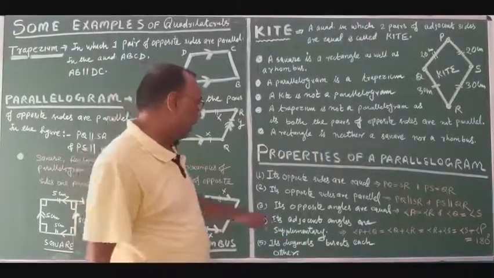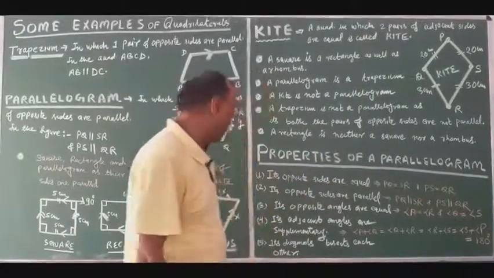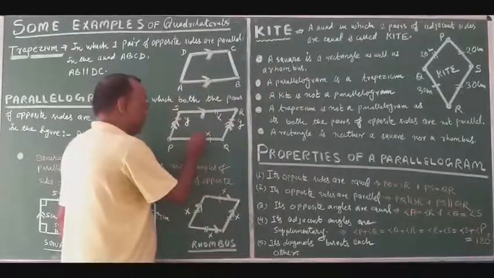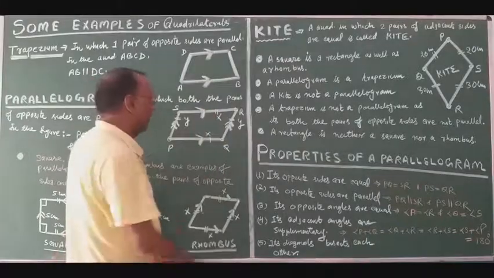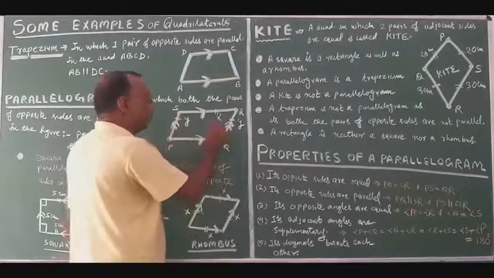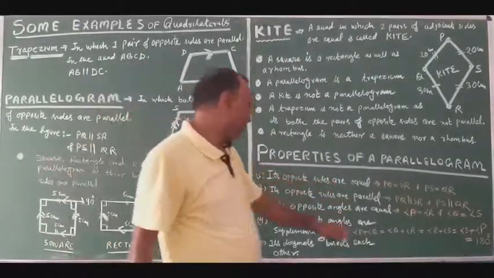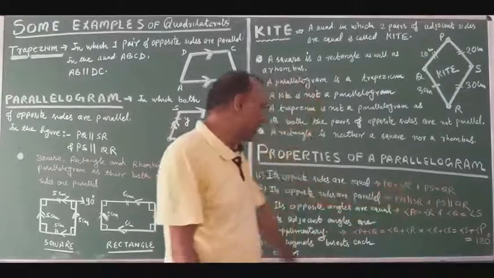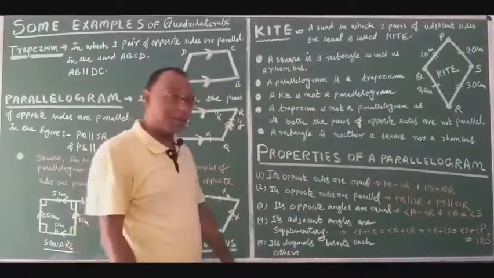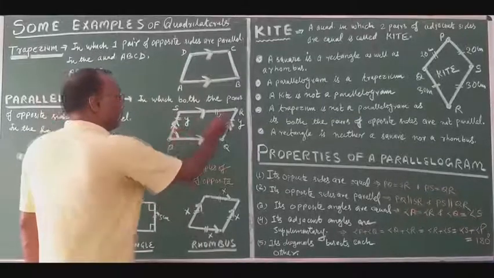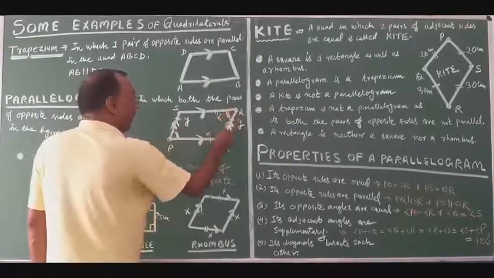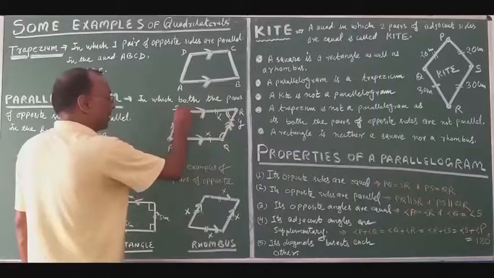Another one. Its opposite sides are parallel. Just look at this. PQ is parallel to SR and PS is parallel to QR. Next, its opposite angles are equal. It means angle P is equal to angle R and angle Q is equal to angle S.